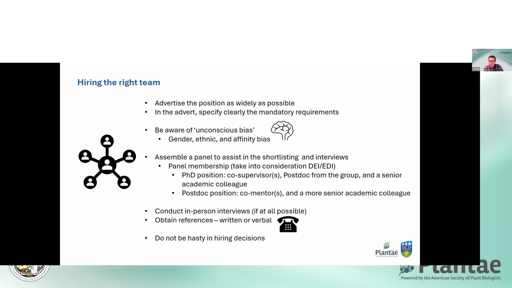But the key thing is, do not be hasty in hiring decisions. So, for example, you have shortlisted the candidates. If you interviewed them, if they're not suitable, do not be desperate enough to hire. Go for another round of shortlisting and another round of interviews. You really want to make sure you get the right team in place for your project.